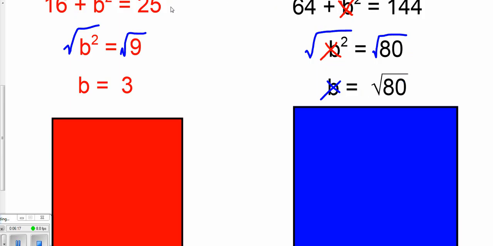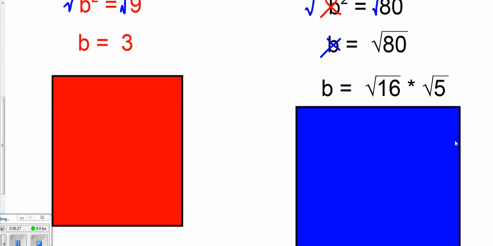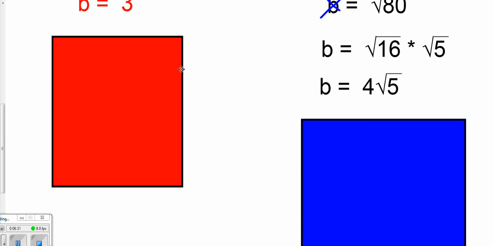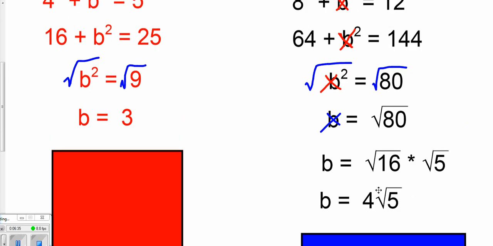But, as we saw before, we know how to simplify square roots. So we simplify this square root of 80 down into the square root of 16 times the square root of 5, which simplifies to 4 square roots of 5. So our missing value would be 4 square roots of 5, which is the same as saying the square root of 80.